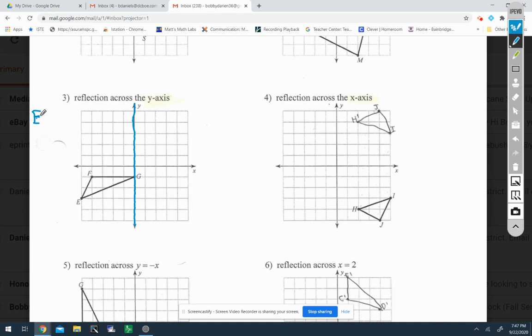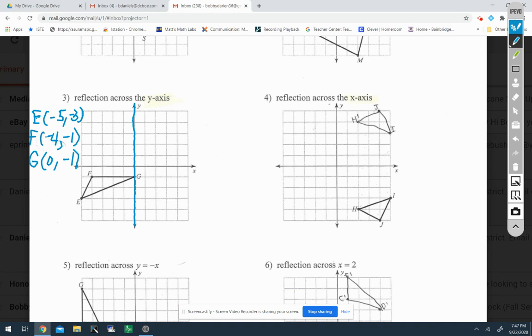I'm going to write it here. E is -5, and on the y, 1, 2, 3, -3. And F is over 1, 2, 3, 4, -4, and down 1, which is -1. And G is 0 and -1, which is right on the line.